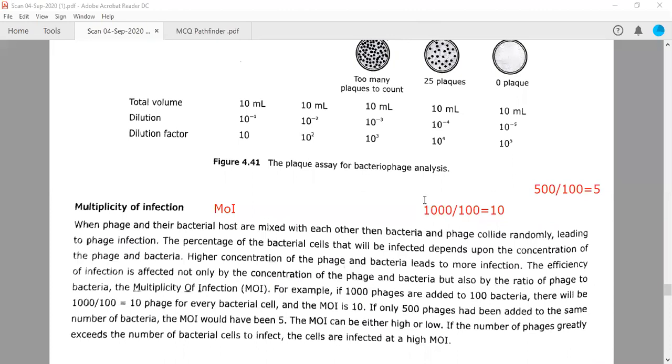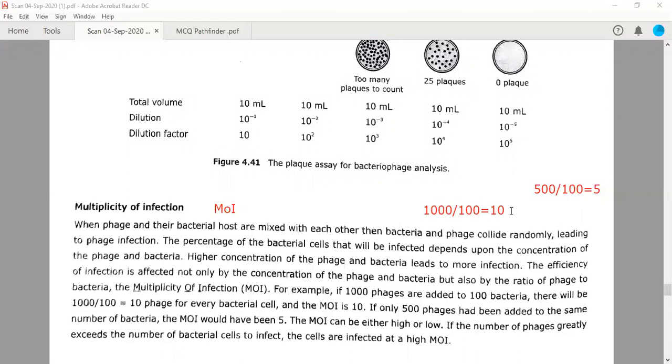Simply because you are taking the number of viruses on this side. If the concentration of virus is high, then only you have a high multiplicity of infection. If you have a high number of bacteria in comparison to viruses, then it will decrease, right? So the concentration of viruses is directly proportional to your multiplicity of infection. Not only this, the ratio will also decide. If you have 5,000 phages and 500 bacteria, then also you will get the same number, right? So this ratio will decide everything.